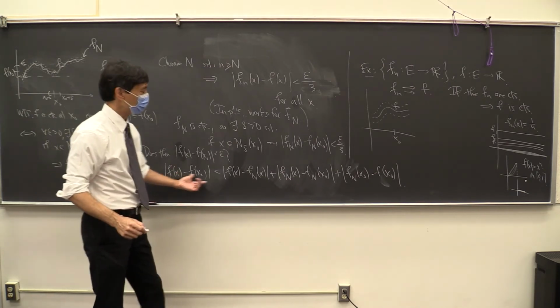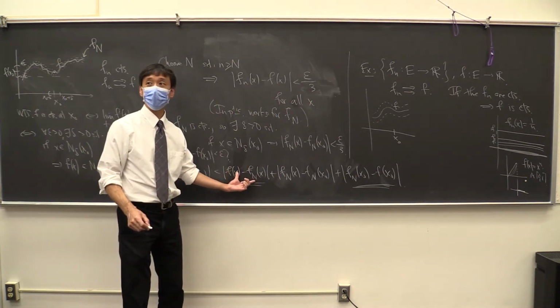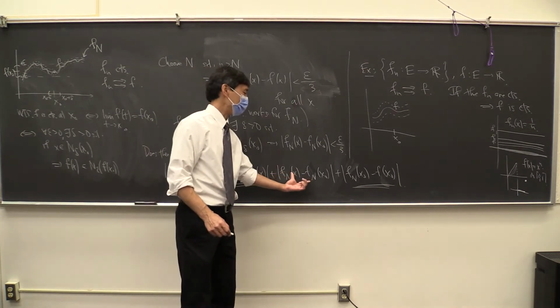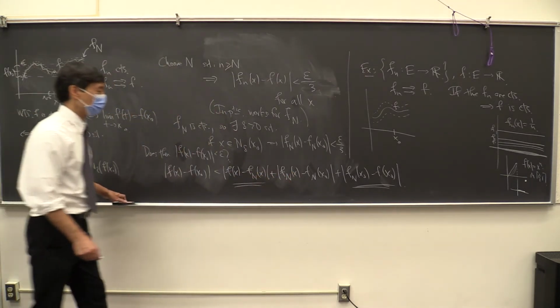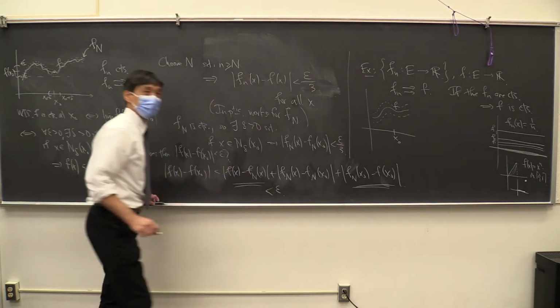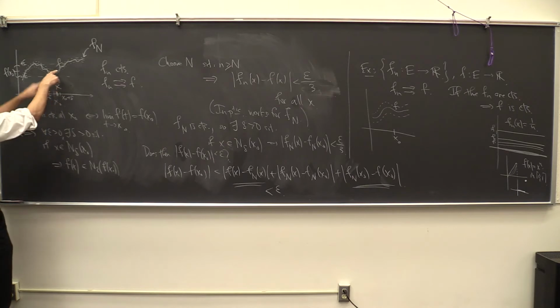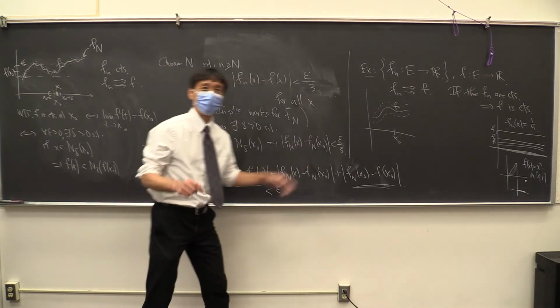Right. This distance is smaller than twice the maximum distance, which we know is smaller than epsilon over 3, plus the variation of f sub n, which is smaller than epsilon over 3 also. Right. So we get the epsilon we want. If we choose any x inside here, we know that the difference between f at x and f at x naught is controlled by the difference of f of x from f sub n at x plus that. I'm not going to say it again.